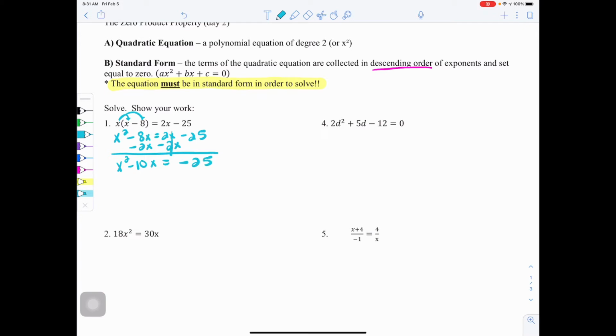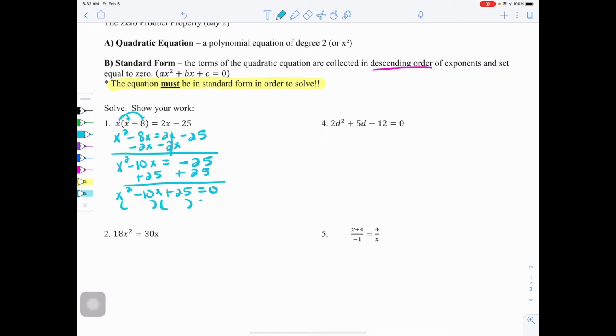So I'm closer, but I need that to be equal to 0 in order to be able to factor it and complete the problem. So I'm going to have to add 25 to both sides, which will give me x squared minus 10x plus 25 equals 0. Now I finally have it in standard form because it's descending, and I also have it set equal to 0. So after we get it set equal to 0, our next step is to factor.